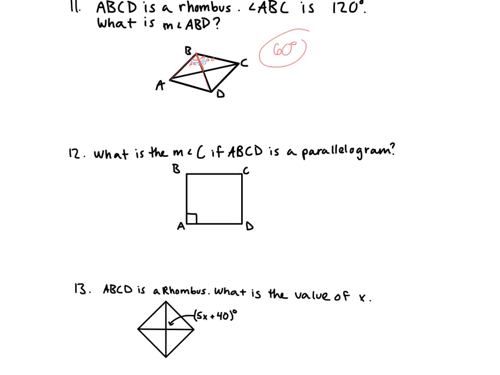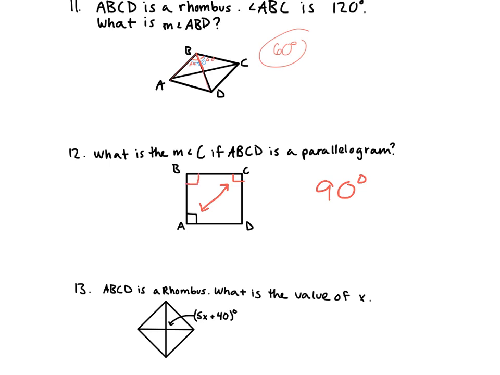Number 12. What is the measure of angle C if ABCD is a parallelogram? 90. Right, because if it's a parallelogram, what do we know about opposite angles? They're congruent. So angle C is also 90. What would angle B be?